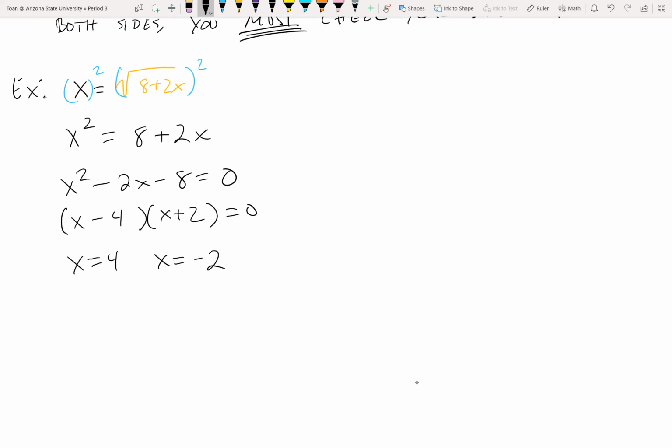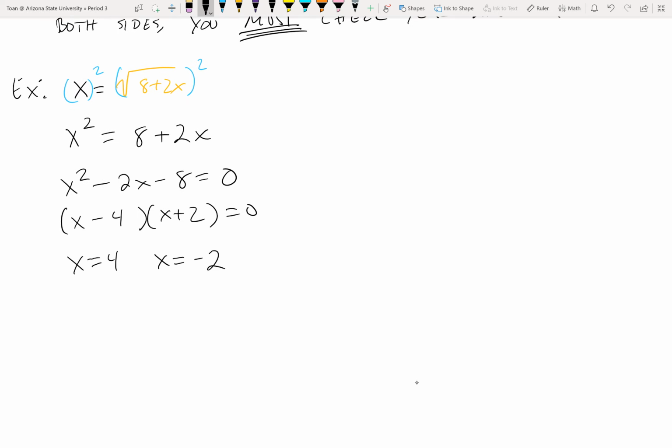A common mistake I see students making when they check their answers is they check them in the equation with the squares. You can't do that. You have to check it against the original, and the original did not have squares. So I'm going to check my answers against this original problem. So all you got to do is substitute the 4 in for the x. So we get 4 equals square root of 8 plus 2 times 4, 4 equals the square root of 16, and 4 equals 4. That is good. So we keep our answer.